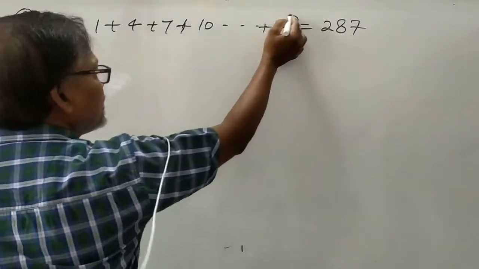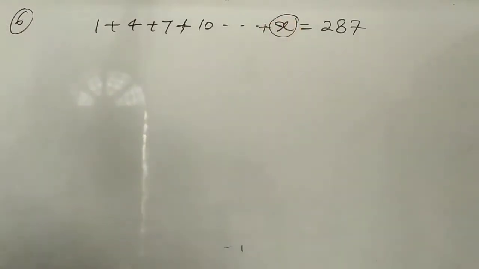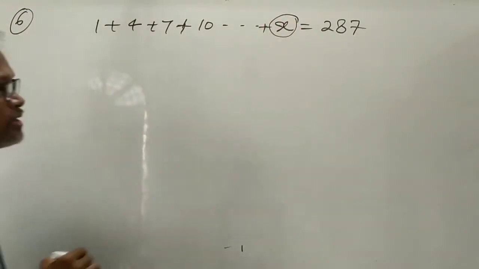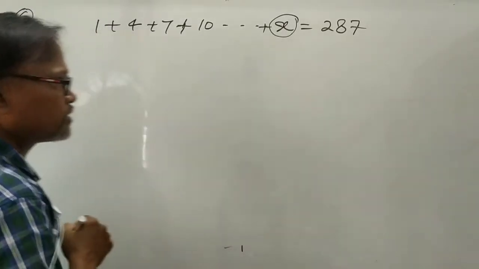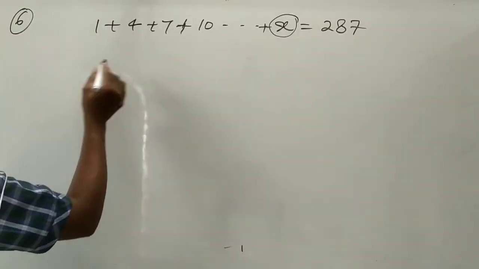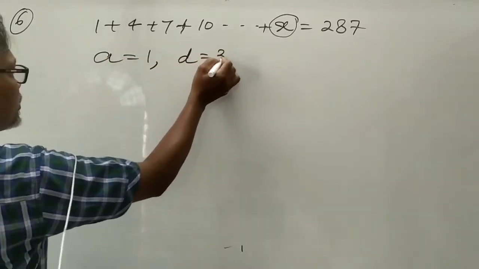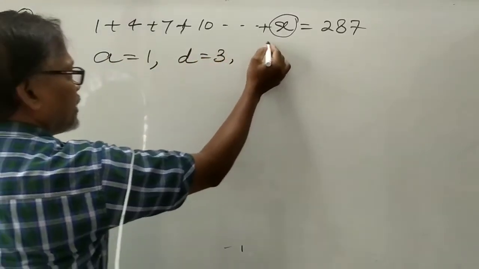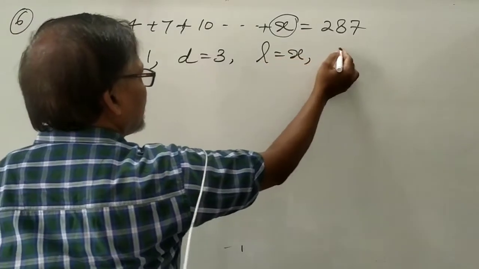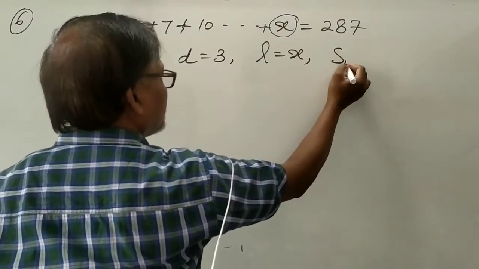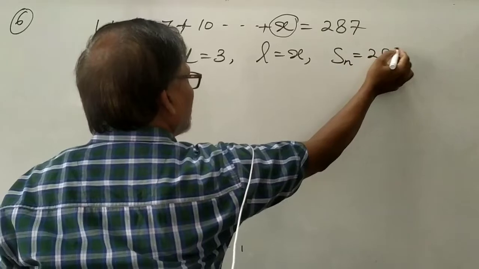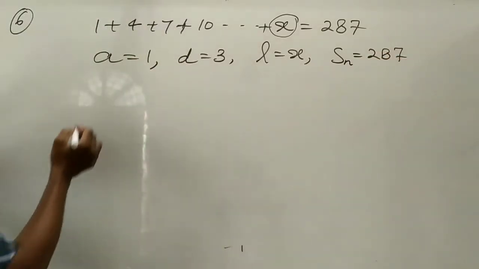As you know, you can say this x is the last term, but before that you have to find the number of terms. So how to find the number of terms? First, a is equal to 1, d is equal to 3, the difference, and l is equal to x, and Sn, meaning the sum of all the terms, is 287. Simplify.